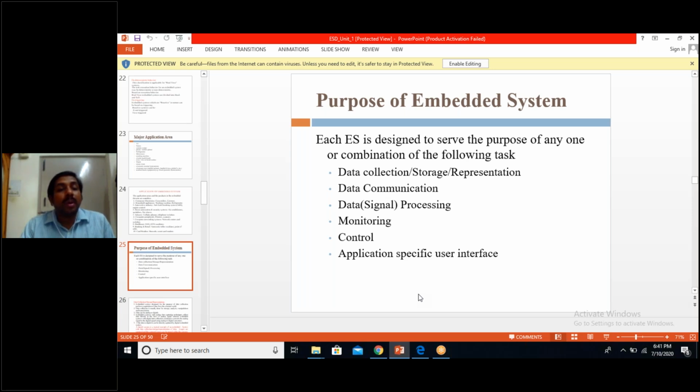Say one more is the purpose of embedded system. This purpose of embedded system tells that your embedded system is doing a lot of purposes. So these purposes are also classified into some categories. You want an air conditioner to control the room temperature. If you want to control the room temperature, first you are going to sense the room temperature. So you require a sensor.